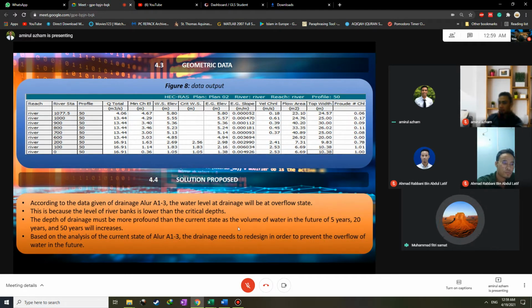So, solution proposed. According to the data given, the drainage Alur given to us by our lecturer is A1-3, which means we are group 3. The water drainage will overflow at the state as I mentioned before. This is because the level of the riverbank is lower than the critical depth. The depth of the drainage must be more profound than the current state because the volume of water in the future, at 5 years, 20 years, and 50 years, will increase. Based on the analysis of the current state, the drainage needs to be redesigned in order to prevent the overflow of water in the future, as I mentioned before.